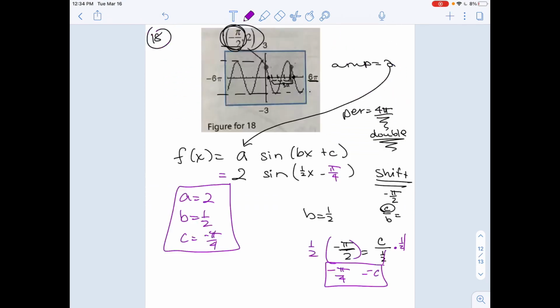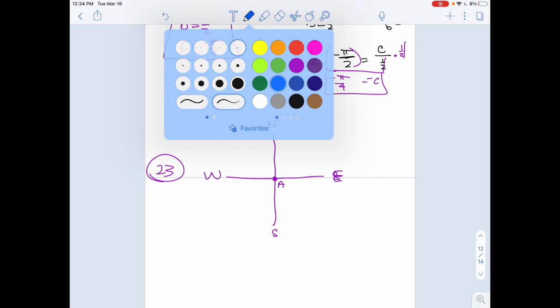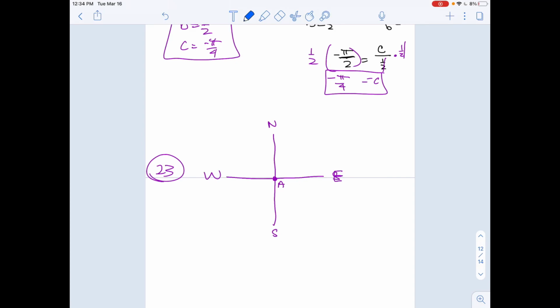Okay, that was 18. Now let's do the last one, number 23. It says a plane is 64 miles north and 80 miles east of an airport. So this sounds like bearings to me. Remember, bearings are not a unit circle. Here's the airport. These are the directions north, east, south, west. It's saying a plane is 64 miles north of the airport, so we go 64 miles north and 80 miles east of the airport. What bearing should the pilot take to directly fly?